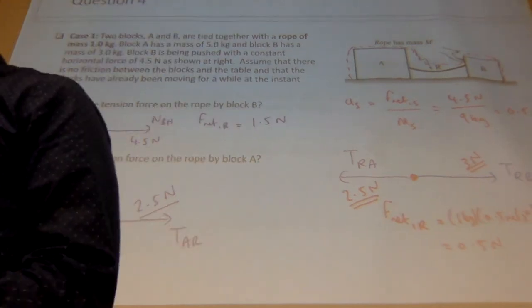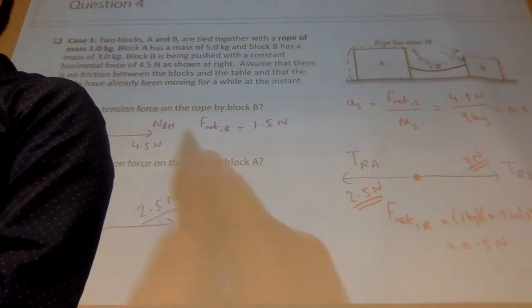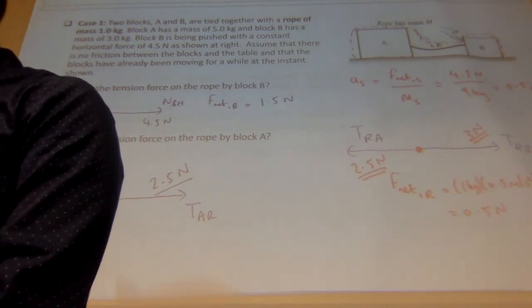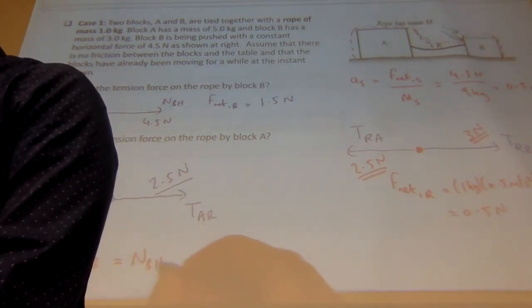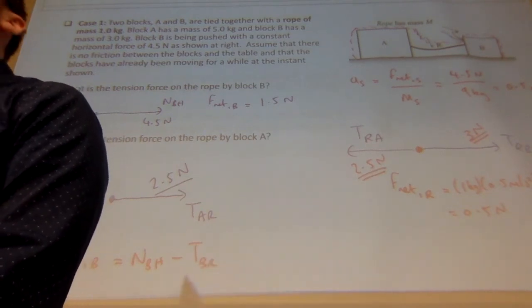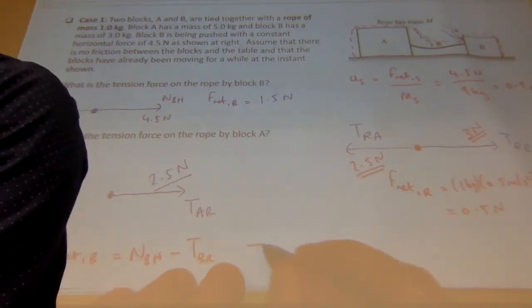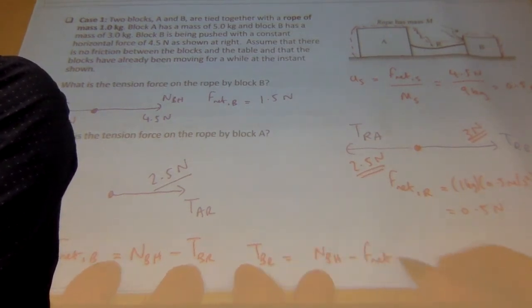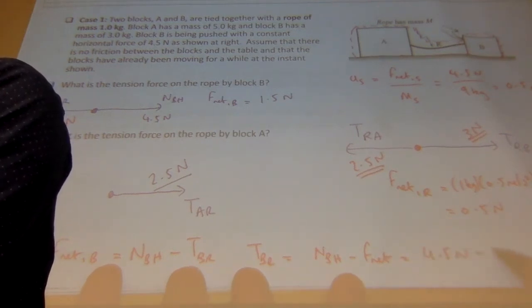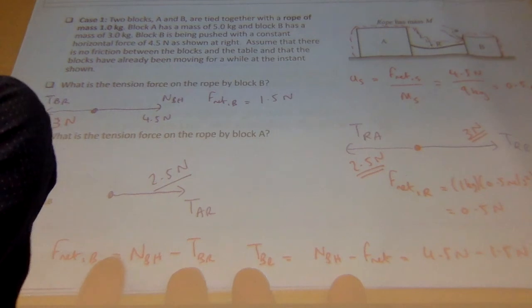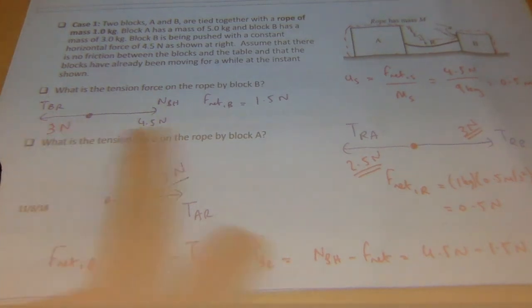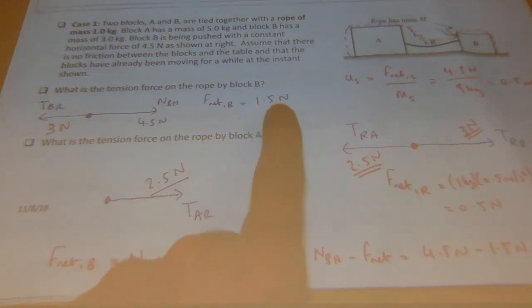Technically, if you do it mathematically, we know the net force on B is NBH minus the TBR. So you're writing a second law equation. If I'm trying to solve for TBR, it is equal to NBH minus F net. So that's why it's 4.5 newtons minus the 1.5 newtons, which gives you 3 newtons. But sometimes you can get lost in the math and not think about why the steps are this way. You think, well, if I got 4.5 to the right and I need a net of only 1.5 to the right, the other one has to be 3.